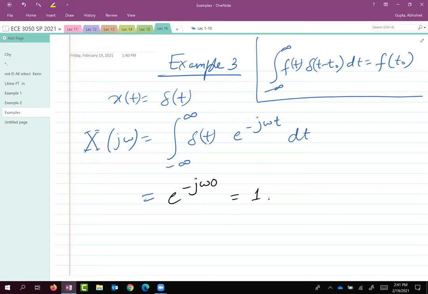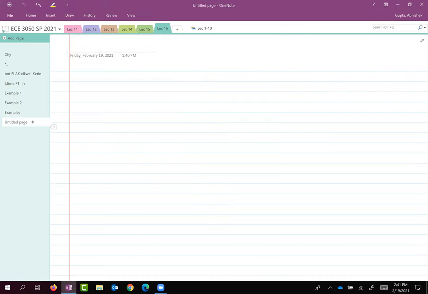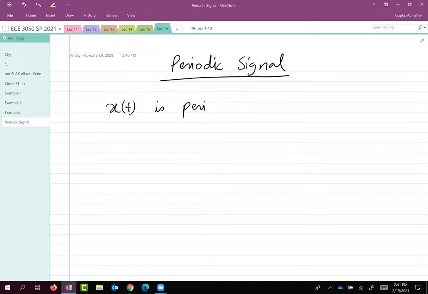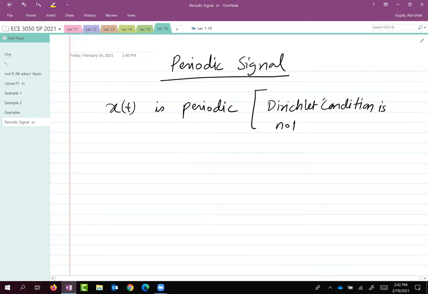Okay. Let's go to the final topic for today's class, which is the periodic signal case. So now suppose x of t is periodic, and when x of t is periodic, it doesn't satisfy the Dirichlet condition. So the Dirichlet condition is not satisfied, but nonetheless, we can come up with a creative way of writing the Fourier transform for this particular case, where let's consider a simple example.